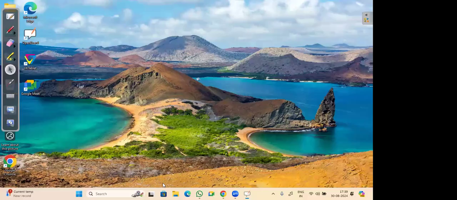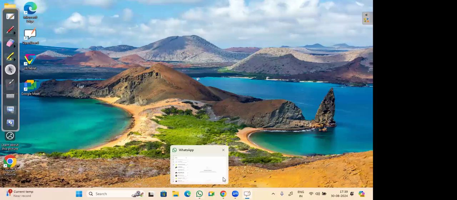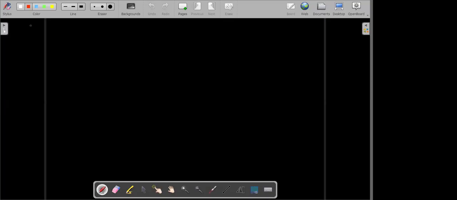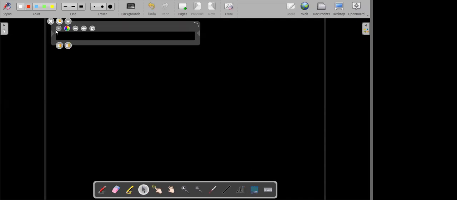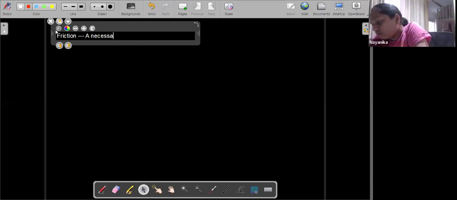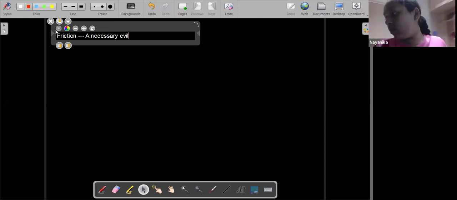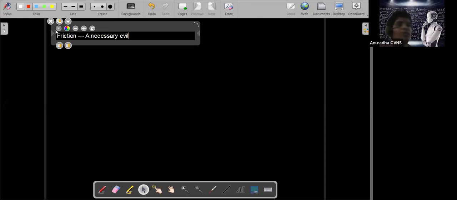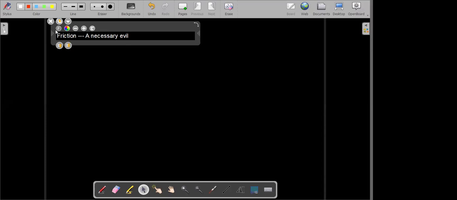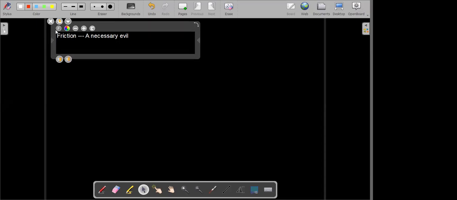Okay, let's start here. Friction is an unnecessary evil, but that means it's necessary also. So we see why friction is necessary. It helps us to walk and it helps us in sports. It helps in holding a pencil. So friction is necessary.